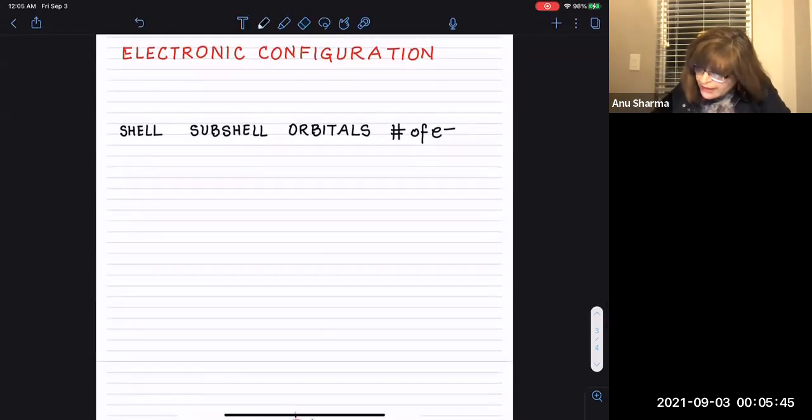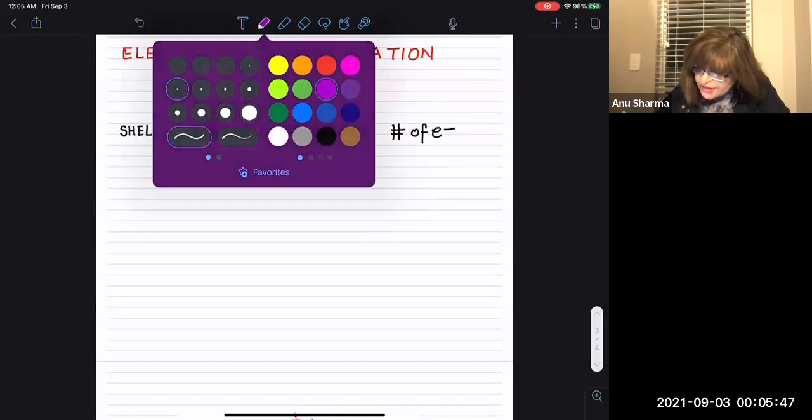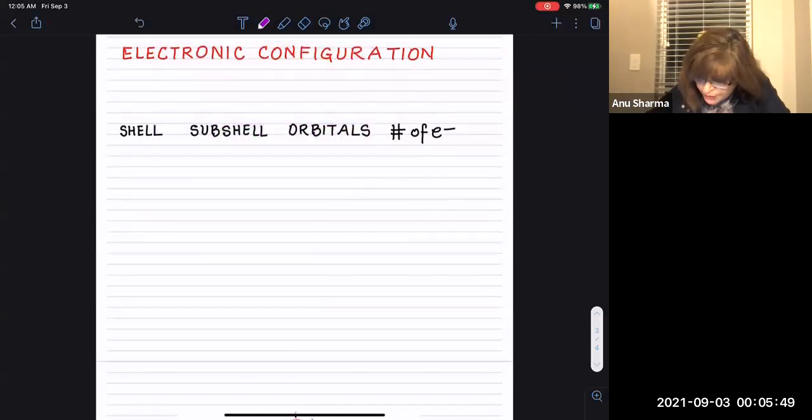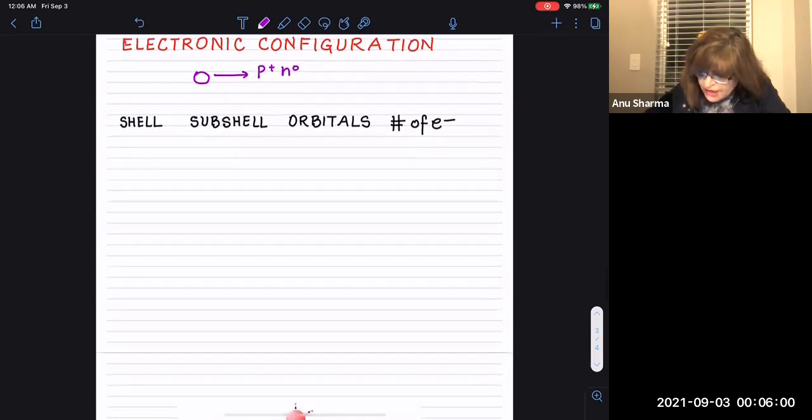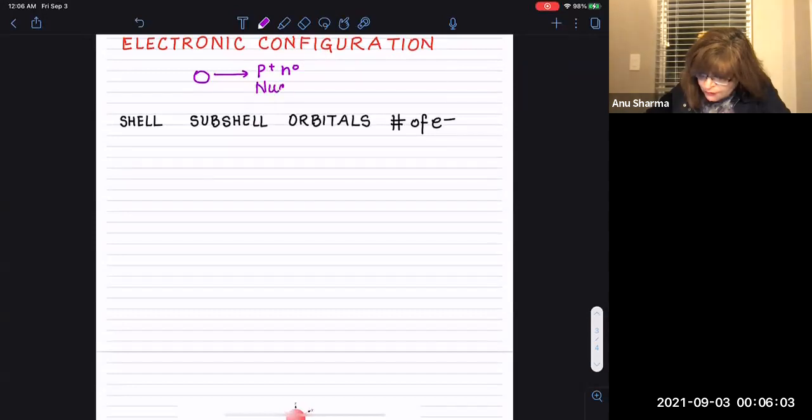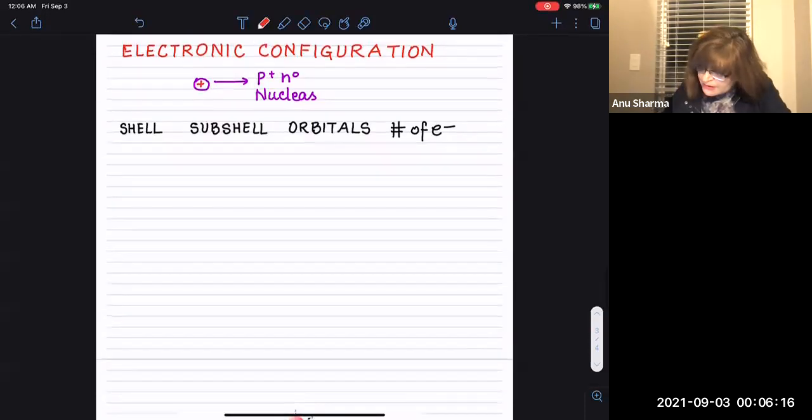First of all, as we have been discussing, the structure of the atom contains a nucleus in the center. The nucleus has the positively charged protons, and it also has the neutrons, and this forms the main bulk of the atom, and that is called the nucleus, and it's in the center. And as many protons as there are, that many positive charges are going to be there.